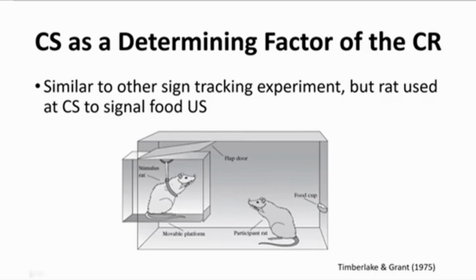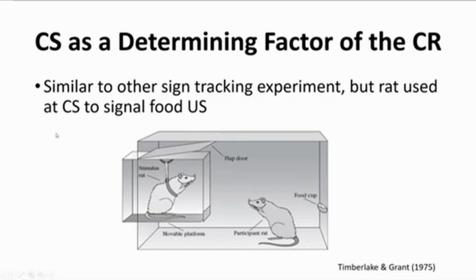Another example that the textbook uses is this weird setup. So it's similar to what we've seen for sign tracking experiments. And here what they did was they used another rat as a conditioned stimulus to signal the unconditioned stimulus of food. So we have our sign tracking setup here where there's a food cup. That's where the unconditioned stimulus would be delivered. And then we have a rat. This is our conditioned stimulus.